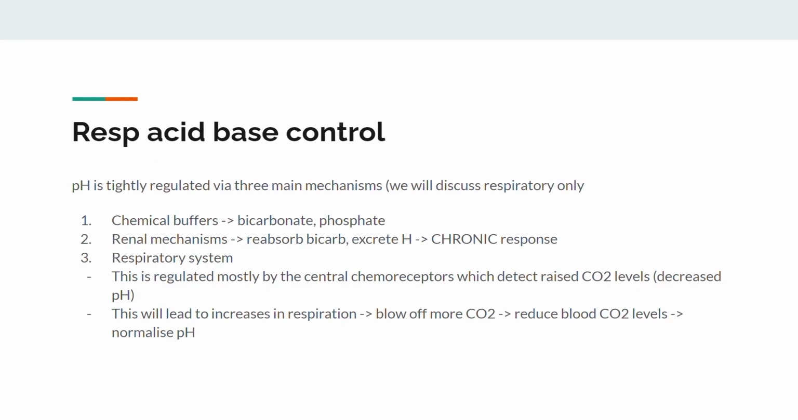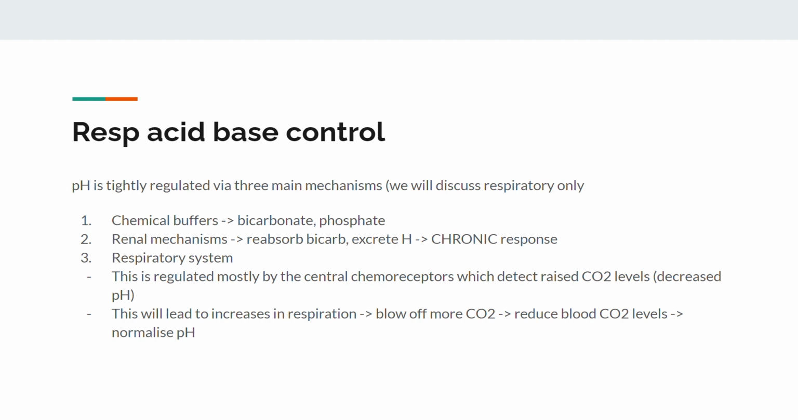So now I'm going to talk a little bit about your acid-base control. As you might know, pH is very tightly regulated within the body. Obviously, we don't want to be getting too basic or too acidic. And there are really 3 main systems that control this. We're going to be speaking mostly on the respiratory system, of course, but I thought I'd let you know that there's the chemical buffer, so you've got your bicarb and your phosphate. You've got renal mechanisms, which we're going to talk about when we cover the renal system, and the renal mechanisms are that you reabsorb bicarb and excrete H.